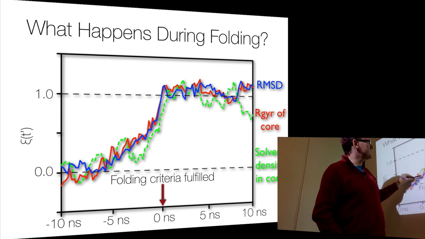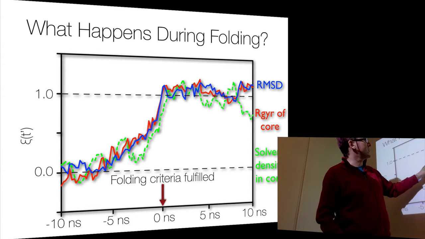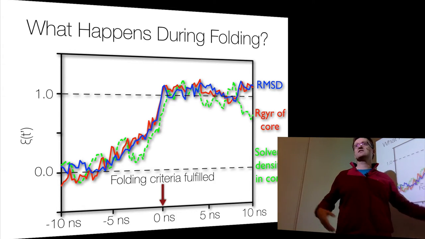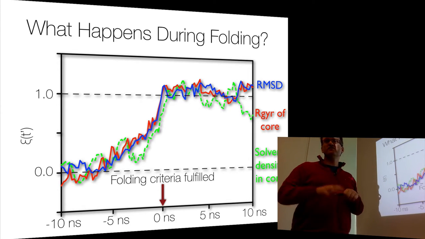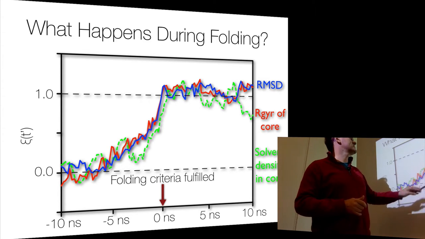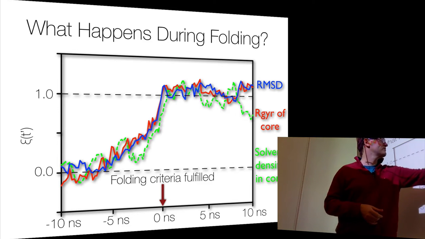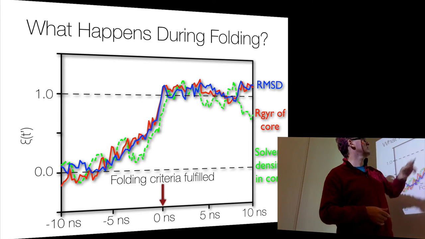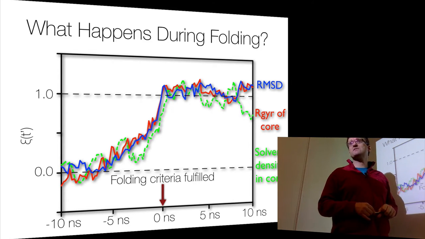And the last thing that happens roughly 1 or 2 or 3 nanoseconds after that is really that the solvent density in the core goes down. So for this small protein, the last thing that happens to folding is that the water leaves. And when the water has left the hydrophobic core, then we're really stable in the folded state.